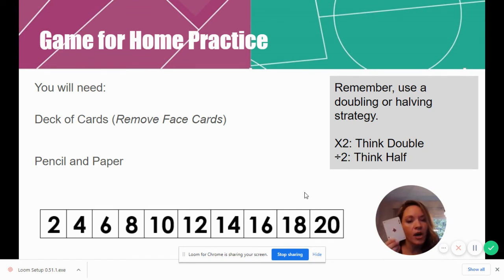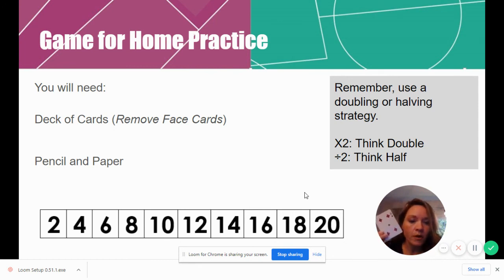So you're going to flip over a card, and I got an ace. An ace is worth 1. If I double 1, I get 2. I'm going to cross off 2 on my game board. Then I'm going to take a new card. This time I got a 6. Double 6. Double 6 is 12. 2 times 6 equals 12, so I'm going to cross off 12 on my game board.